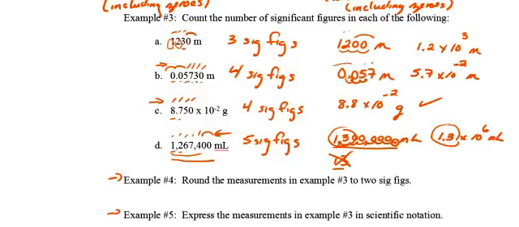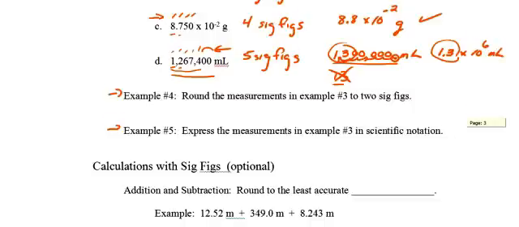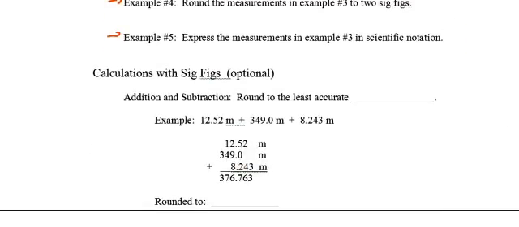All right? Okay, we're going to go ahead and pause it right here, and we'll pick this thing up with the calculations with sig figs. That is an optional portion, so if you're not doing the extra credit in this particular chapter, you're going to be done with 3.1. For everybody else, we'll do this in one more podcast.